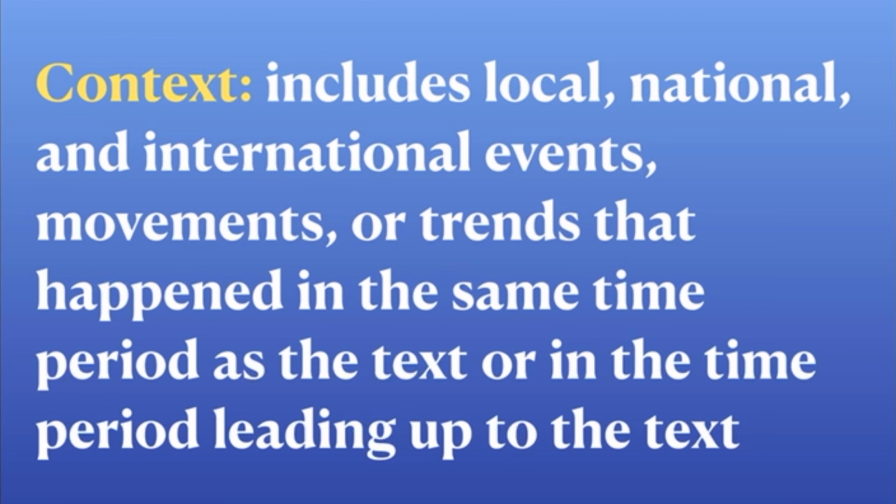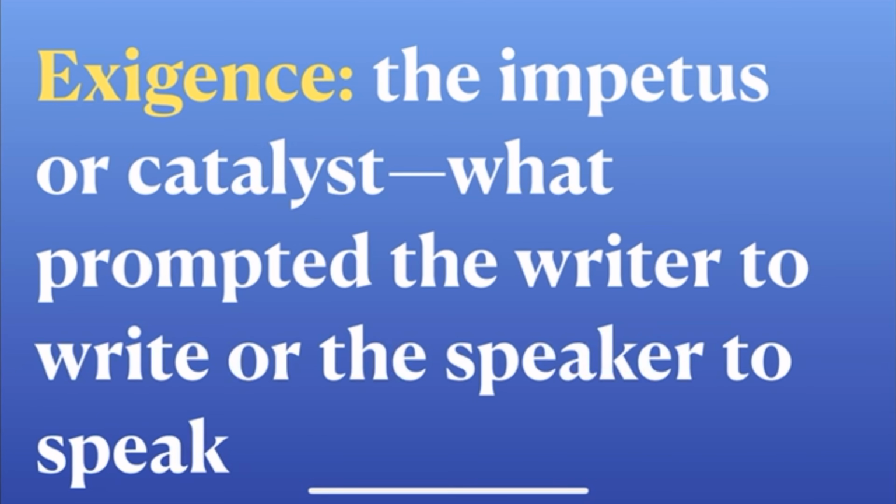We also need to consider the context, which includes local, national, and international events, movements, or trends that happened at the same time as the speech or letter, or possibly in the time periods leading up to the text. Context is sort of like the big picture of what's happening, but the exigence is much more specific and much more narrow. So the exigence is the impetus or the catalyst. It's what prompted the writer to write or the speaker to speak. Now, you might also see this term in some multiple choice questions.